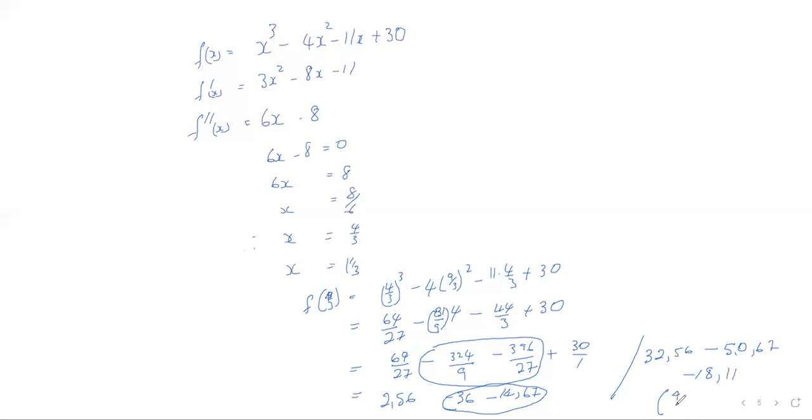So the coordinates will be x is 4 over 3 for a point of inflection, and y is minus 18.11. Now the graph can be drawn. You can draw the graph. And the graph will take this shape here. The graph will be that. That's the graph.